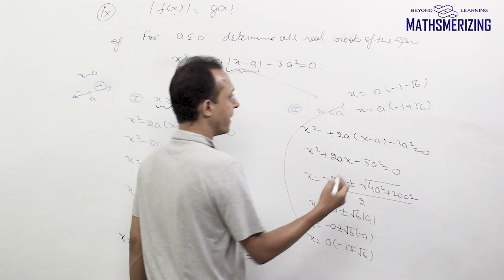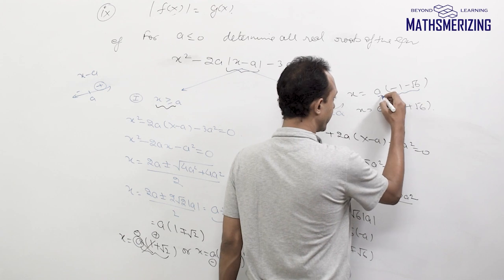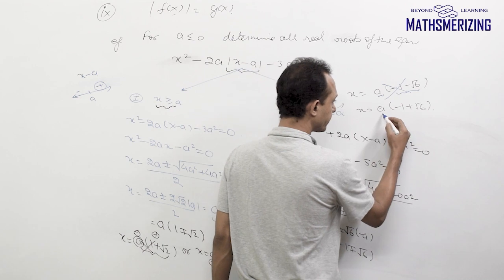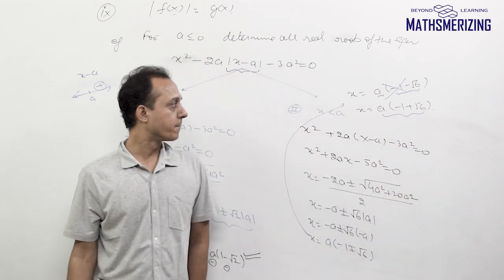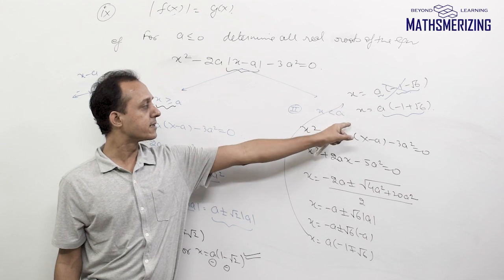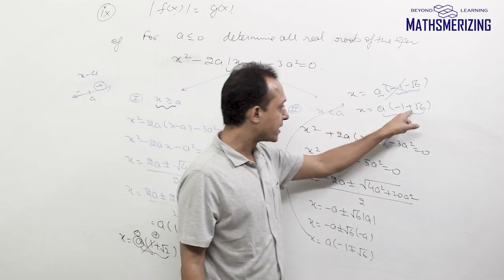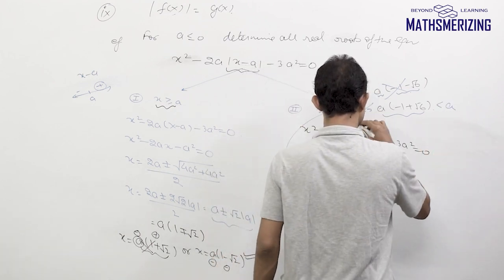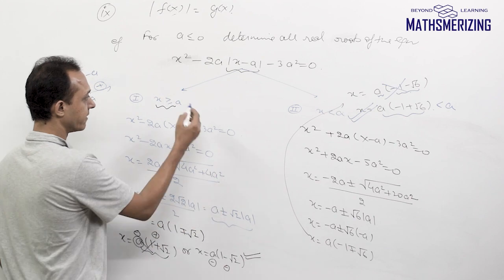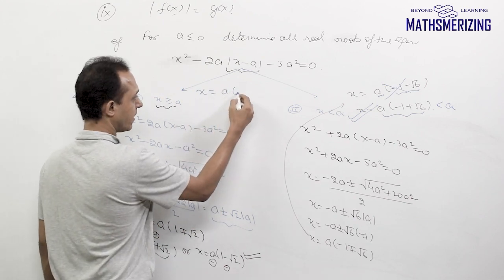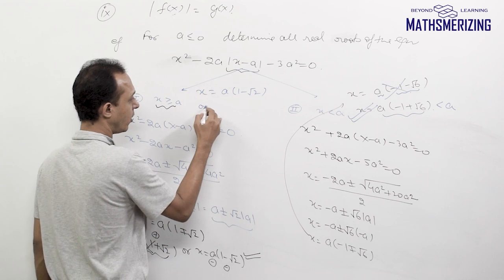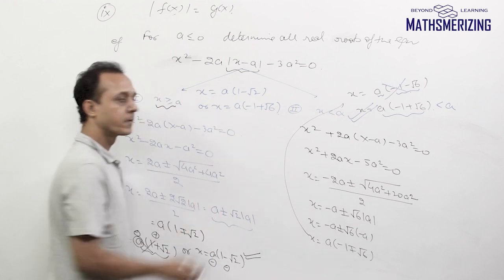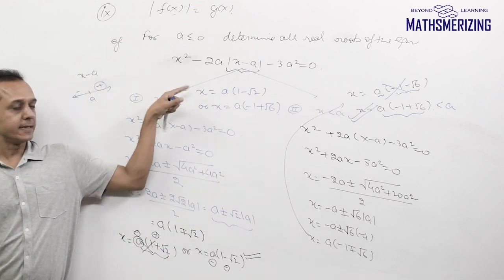Now minus 1 minus root 6 into a is a positive value, so it cannot be less than a. And this a into root 6 minus 1 is obviously a negative value. And because minus 1 plus root 6 is greater than 1, this value is less than a. So I'll choose this one. So the answer to this question will be either the value of x should be a into 1 minus root 2 or the value of x is a into minus 1 plus under root of 6. So this is how we solve these equations.